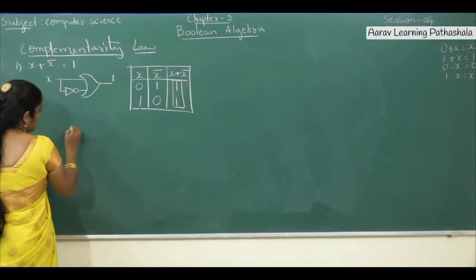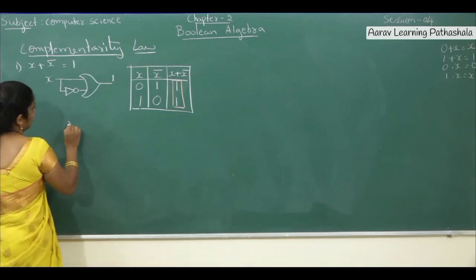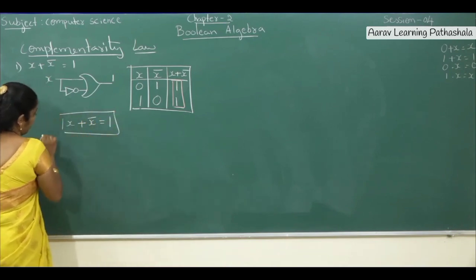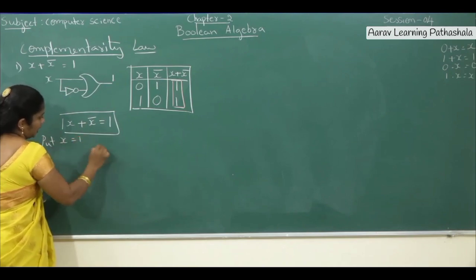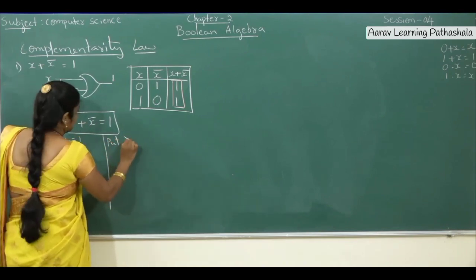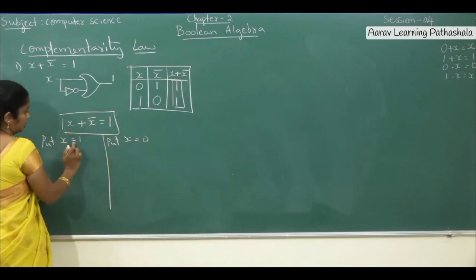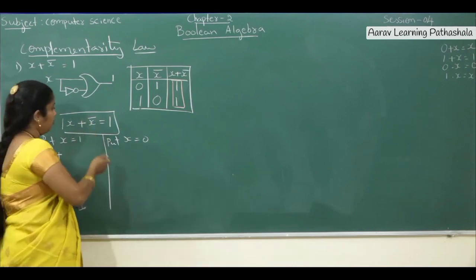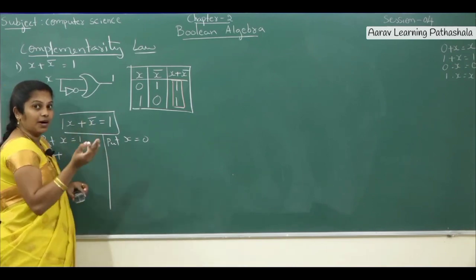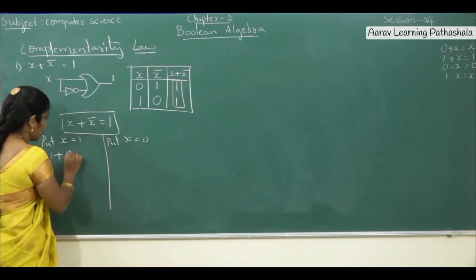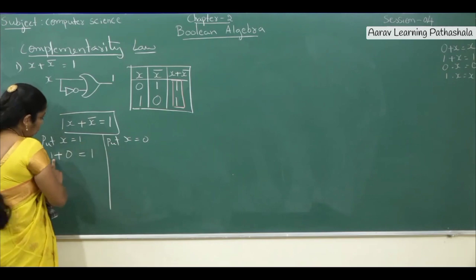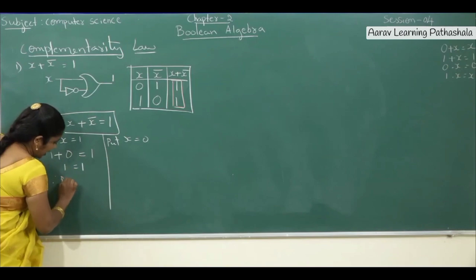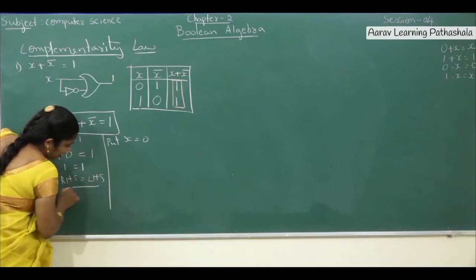Now we will solve this by using the perfect induction method. The equation is x plus x bar equals 1. This is the equation we have. Now put x equals 1 one time, then put x equals 0. Now for the given equation, in the place of x we will substitute 1. Here we have x bar. x bar means here x is 1, so x bar means reverse, invert, then 0. 1 plus 0 is nothing but 1 only, that equals 1. Therefore, right hand side value equals left hand side value.